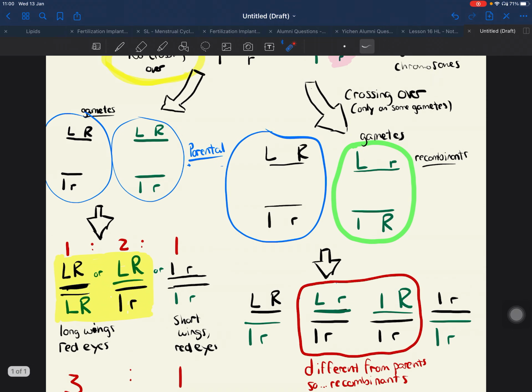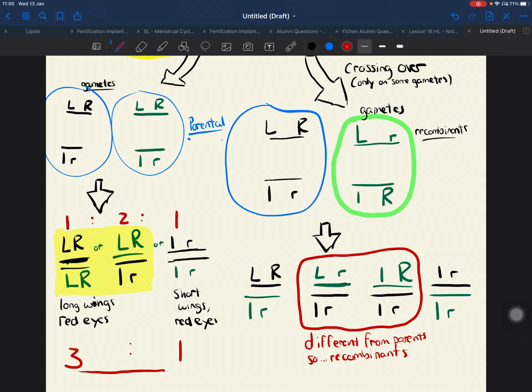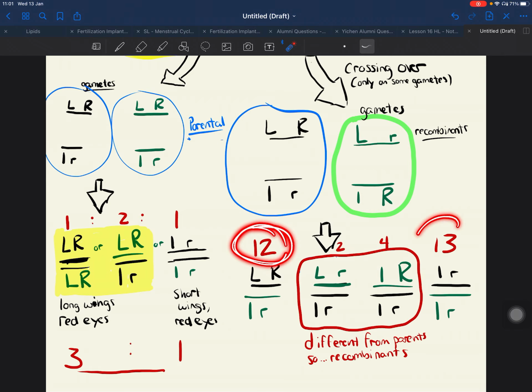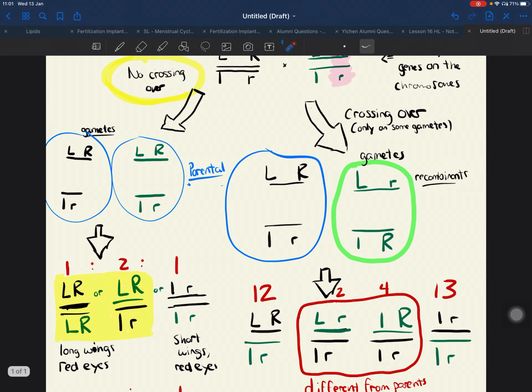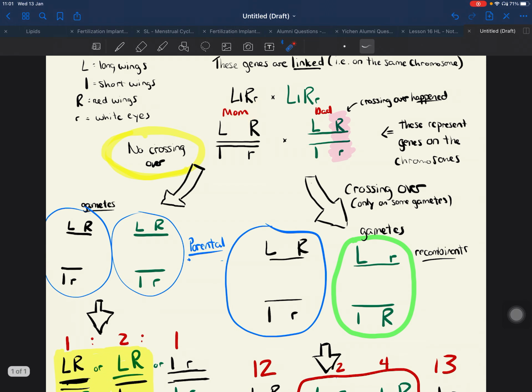Now, if we go through the whole rigmarole of producing them, we might get something that looks like this. We might get, say, 12 of those, 13 of those, and say 2 of those and 4 of those, for example. Now, that's your key to crossing over. The big numbers are parental combinations. Go back up here: big L, big R, yep, right there. Little l, little r, yep, right there. So one, it's the bigger number, and second, these look like the parents.